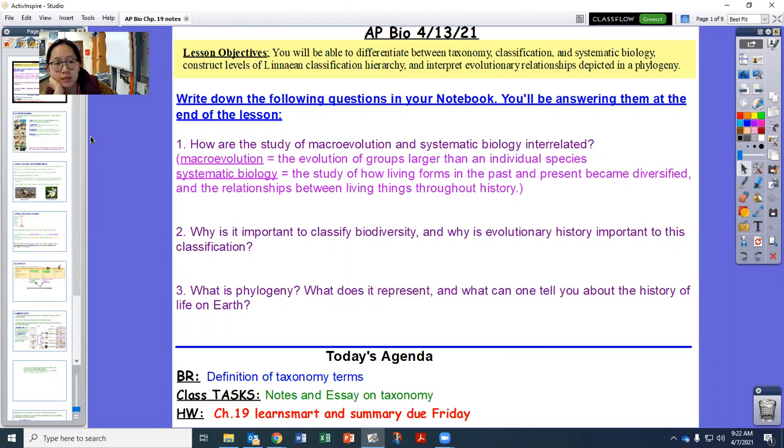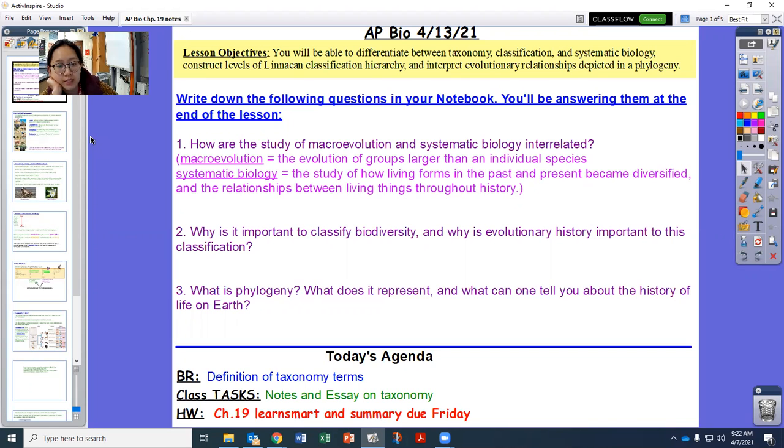So I'm going to ask that you write down these 3 questions initially in your notebook, and then you're going to be prepared to answer them by the end of today's short notes set. So number 1 is, how are the study of macroevolution and systematic biology interrelated? So how are they related to each other?